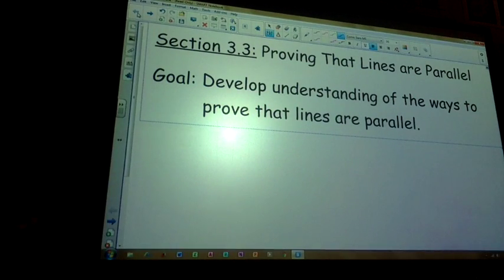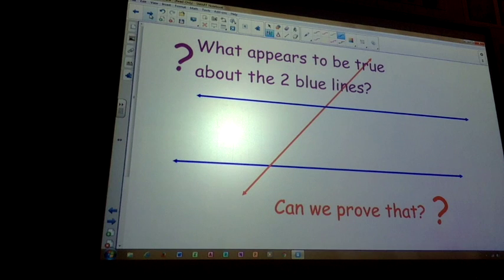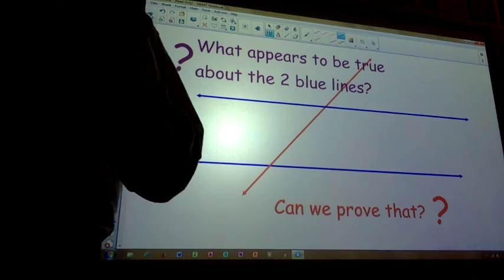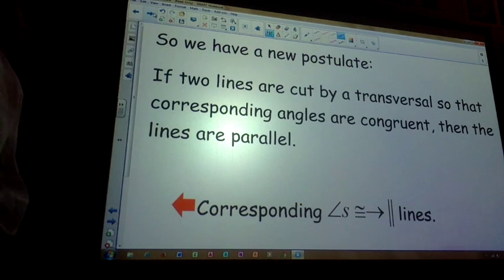So we're going to be using the converse of the proofs from the other day. That's going to allow us to prove that we have parallel lines versus saying we have two parallel lines. So what appears to be true about these two blue lines? It appears that they are parallel. Two lines with a transversal. The red line happens to be the transversal in this one. So that's what we're going to start proving.